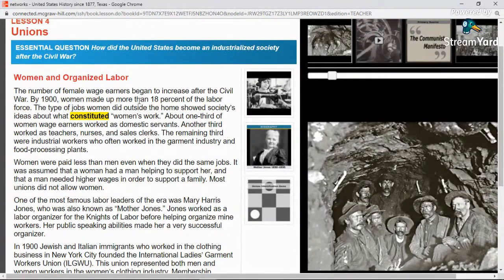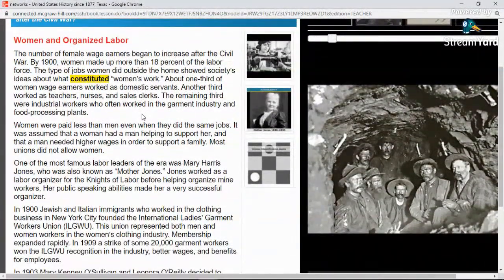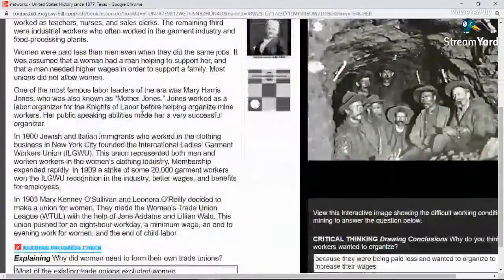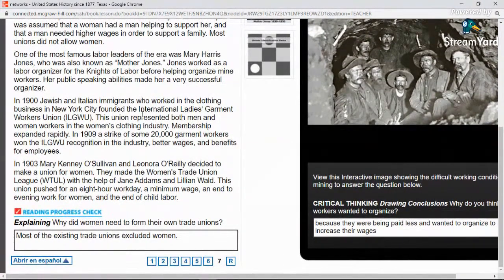And then there were other types of labor disputes, and women. The type of jobs women did outside the home showed society's idea of what constituted women's work. About 1/3 of women worked as domestic servants. Another third were teachers, nurses, and sales clerks. The other third were in the garment and food processing industry. Women were paid less than men, even when they did the same job, because it was assumed that women had a man helping to support her, and that a man needed higher wages in order to support a family.